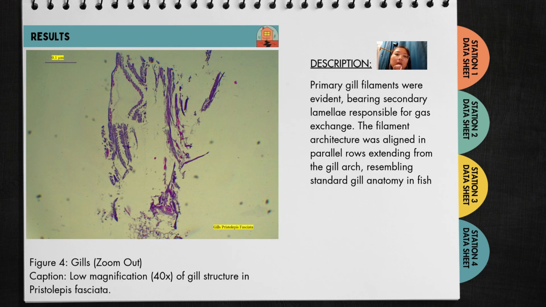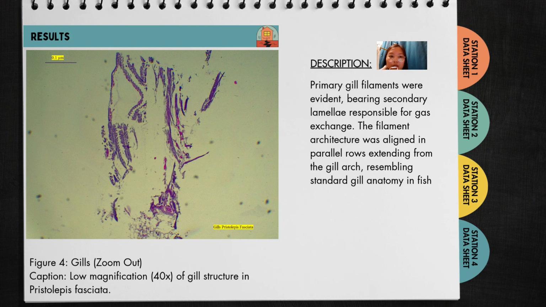The next result is gill from a zoomed out, low magnification view. Primary gill filaments were evident, bearing secondary lamellae responsible for gas exchange. The filament architecture was aligned in parallel rows extending from the gill arch, resembling standard gill anatomy in fish.